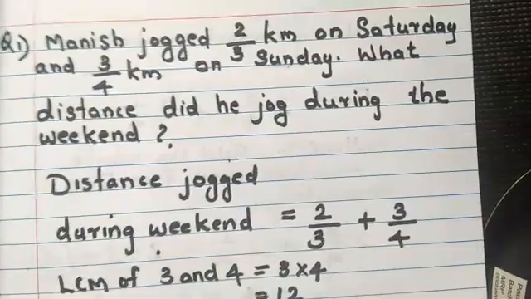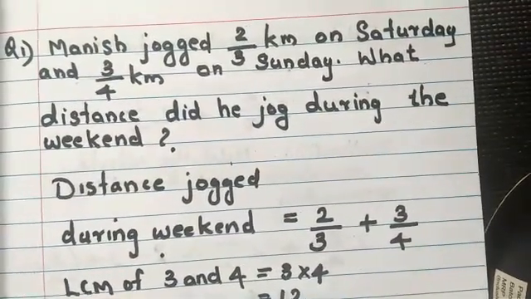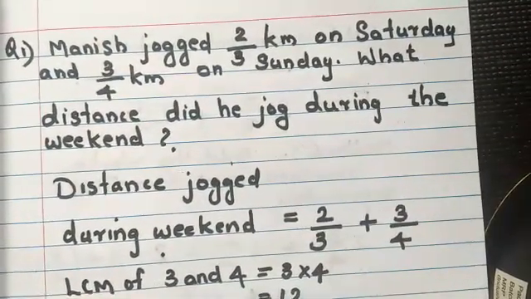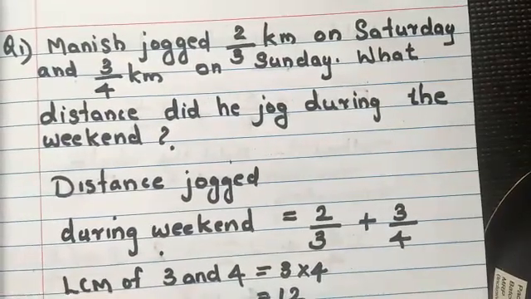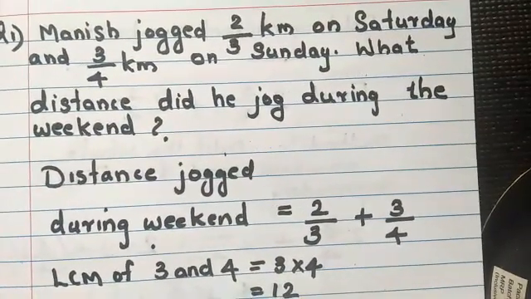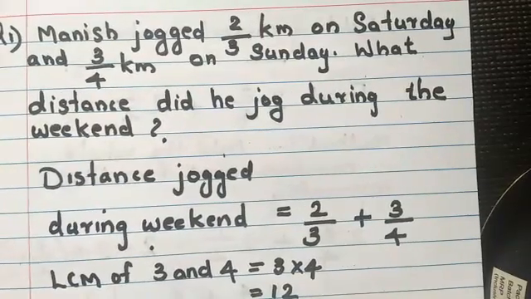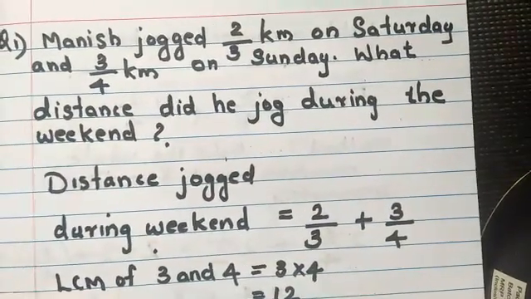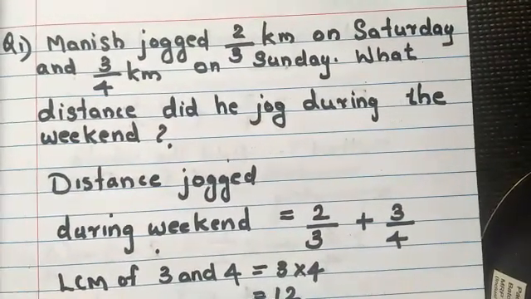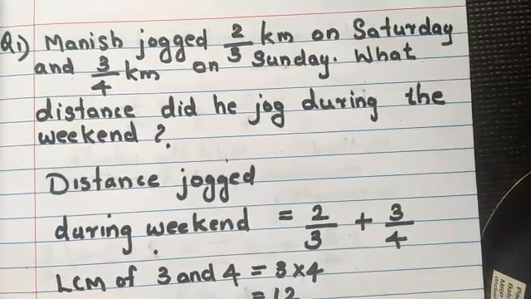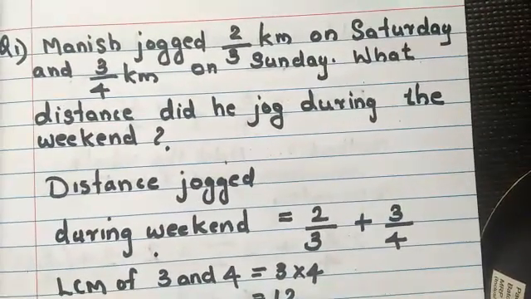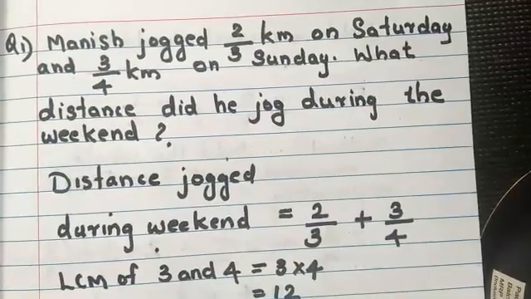Next one is a word problem. Manish jogged 2 by 3 kilometer on Saturday and 3 by 4 kilometer on Sunday. What distance did he jog during the weekend? So we have to add these two fractions to get the total distance. Set 2 by 3 plus 3 by 4.